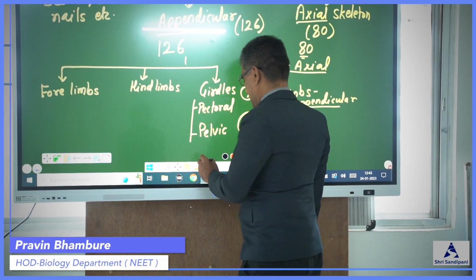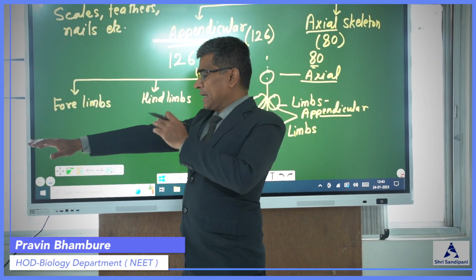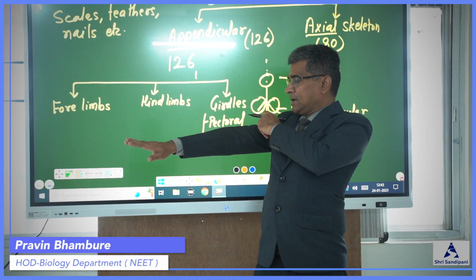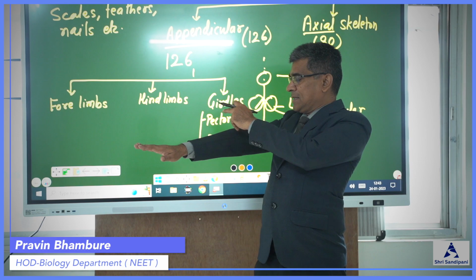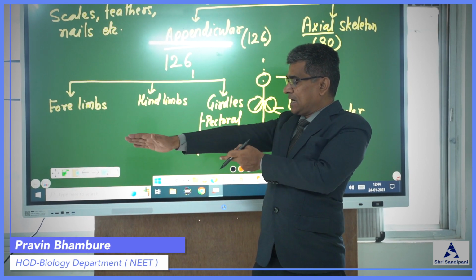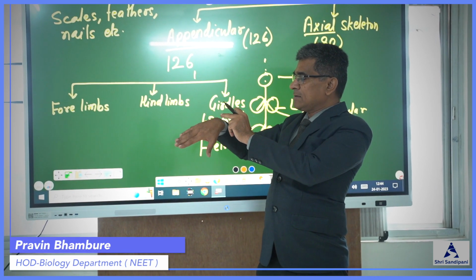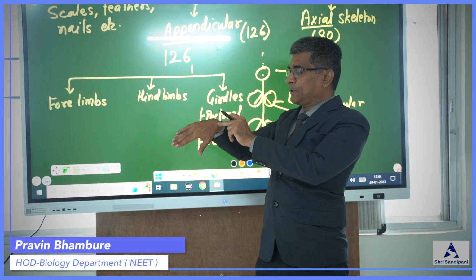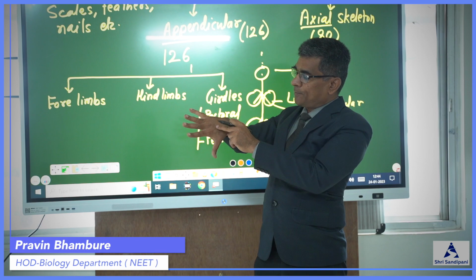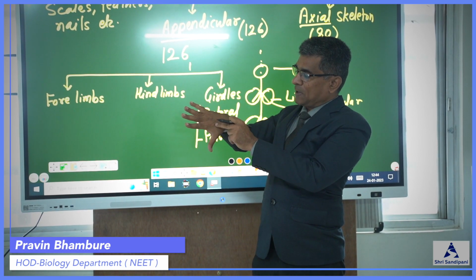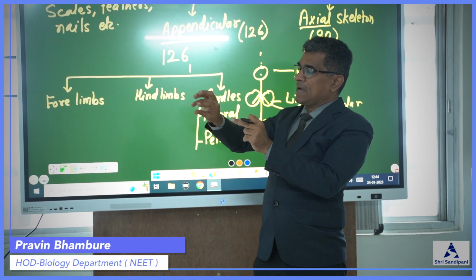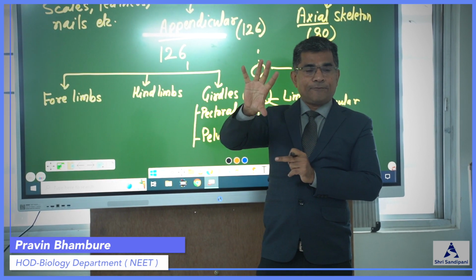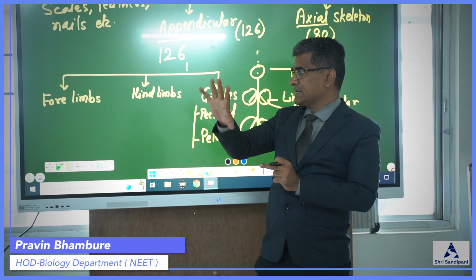Now four limbs, like this hand of mine, you can see there is one bone over here, that is called humerus. Then there are the radius and the ulna. Then in our wrist there are 8 bones. They are called carpals. Then there are 5 bones in this part. They are called metacarpals. And in our fingers there are phalanges, and 14 phalanges are there.